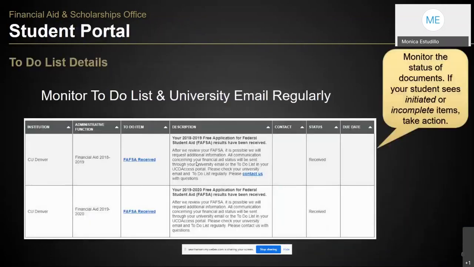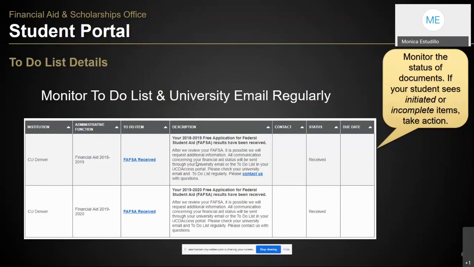Okay, so when you come to CU Denver, this is just how it looks a little bit. Once you log into your portal, you'll be able to see here, for example, when you see FAFSA is received, that means we have your application on file. But if there are other things on here, there might be something that says this is initiated. When it's initiated, that means you need to turn in the paperwork for that so that we can review your file, or sometimes it will be marked as incomplete.